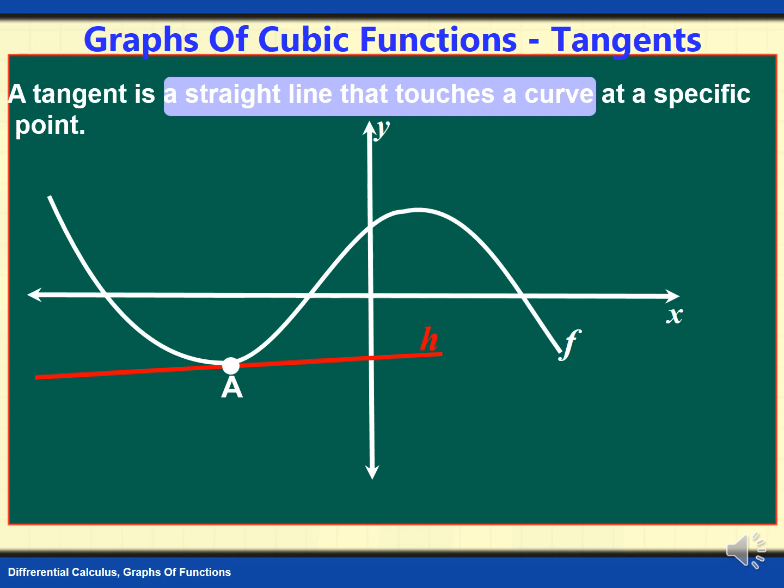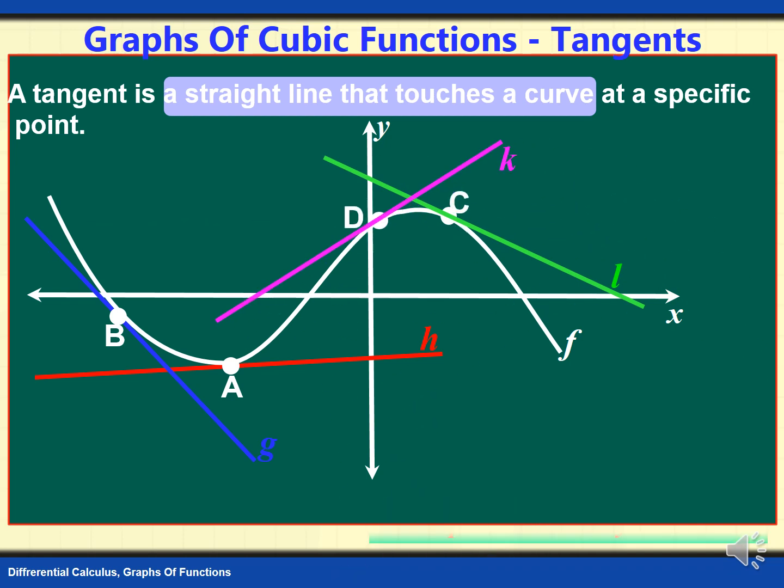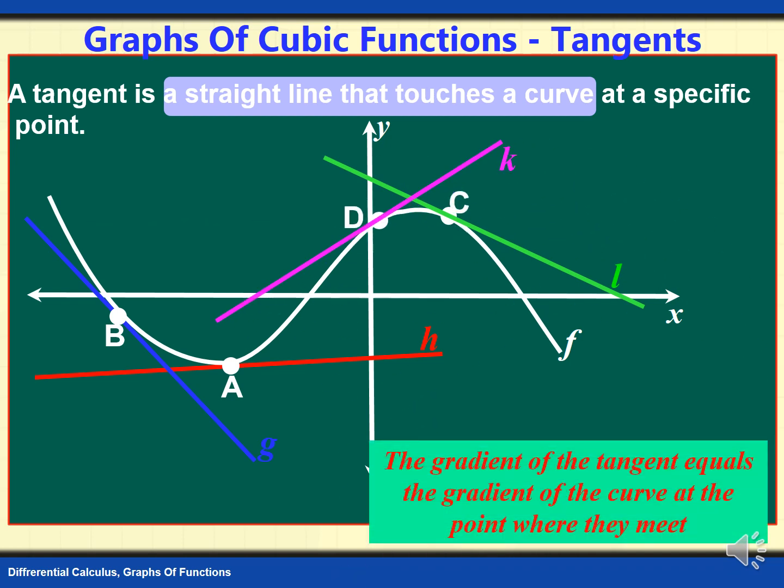So this line H is touching the graph of f at point A, which means H is a tangent at point A. My line G is touching the graph at point B. That means G is a tangent at point B. My line here L is touching the graph at C, so L is a tangent at point C, and K is touching at D, so K is a tangent at point D.